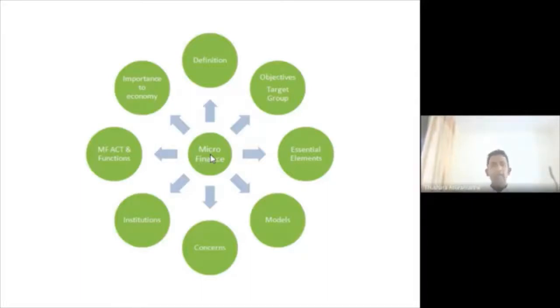Then institutions: what are the institutions engaged in microfinancing delivery, the microfinancing proposition? There are so many, from banks to NGOs to non-banking financial institutions, money lenders, corporates or societies. There are so many, so you need to know them by name and, if required, with some examples.